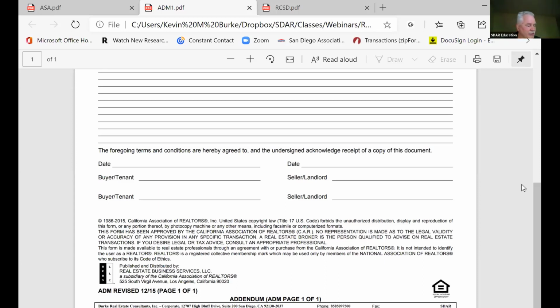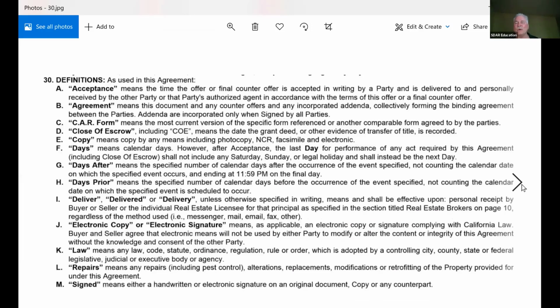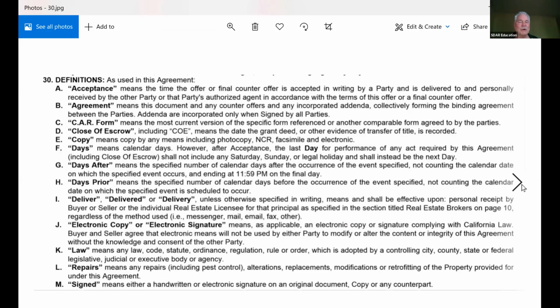Let's talk about some definitions. Some of these in here are going to surprise you. All right, so let's take a look at these. Okay, so first of my definitions is acceptance.